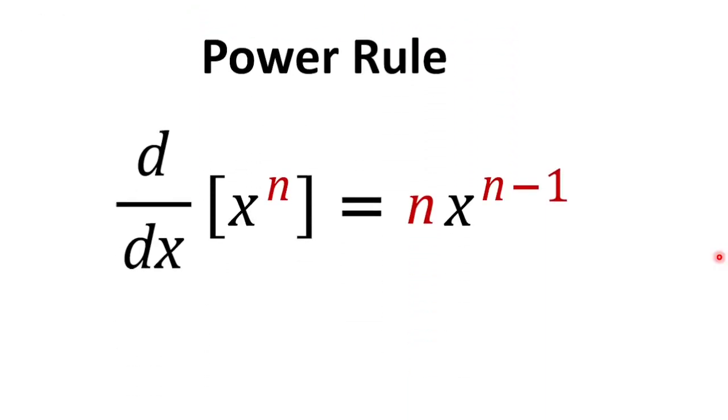So, here on the screen, you can see the formula of the power rule. It says if we differentiate x to the power n, we will get n times x to the power n minus 1. So if you don't understand this, don't worry. We will see how we solve this problem.